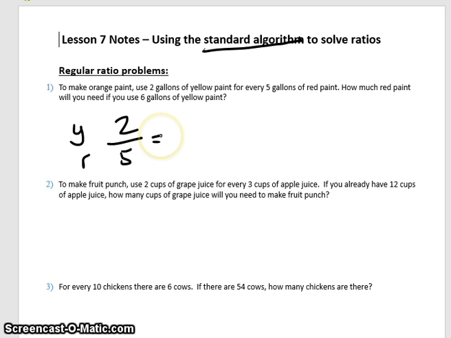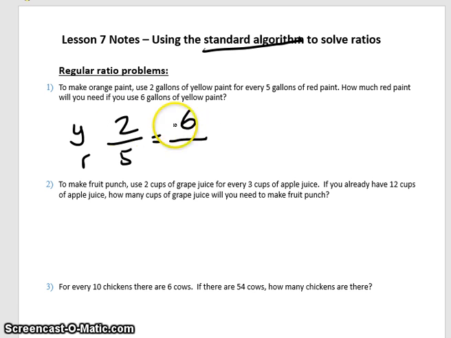It says how much red paint, so this is what I'm trying to figure out. How much red paint will you need if you use 6 gallons of yellow? Well, we put the yellow up in the numerator, so the yellow has to stay up in the numerator. Now all we're going to do is solve to make an equivalent ratio.